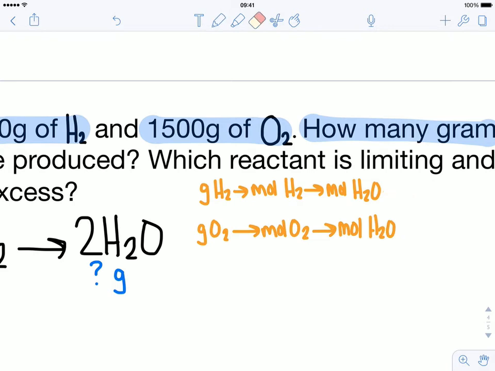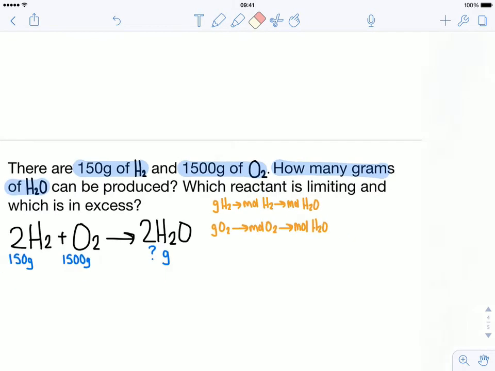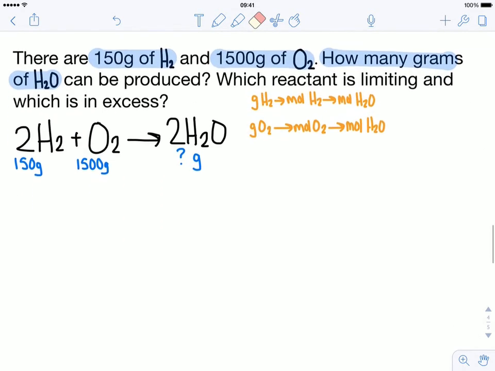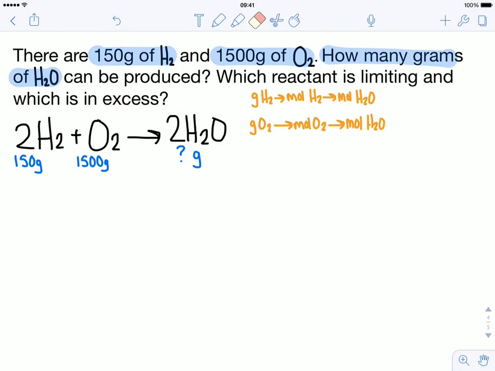Now, if you're not sure why we have to go from grams to moles first, and then moles of substance A to moles of substance B, you should go back and watch the stoichiometry video again. So really, the point is, in order to be proficient at limiting reactant questions, you need to be proficient in stoichiometry. Okay, so let's get started. Let's start off with H2.